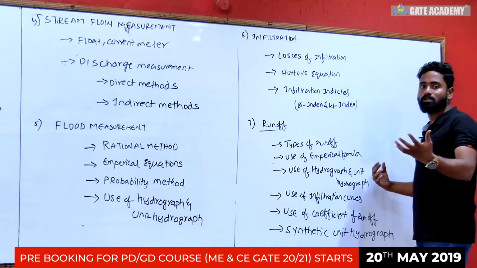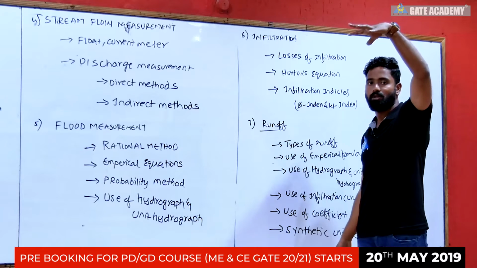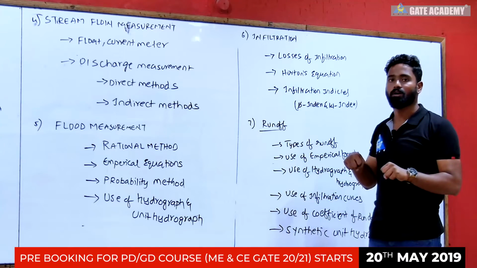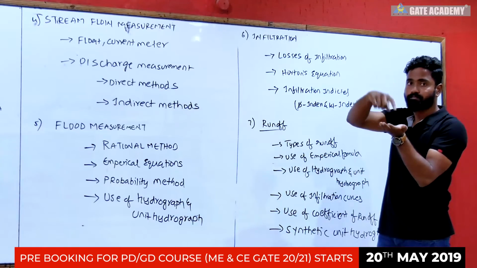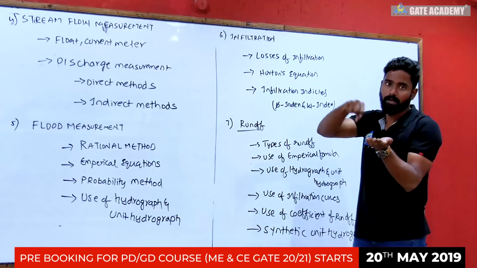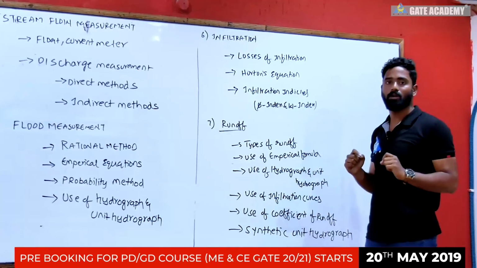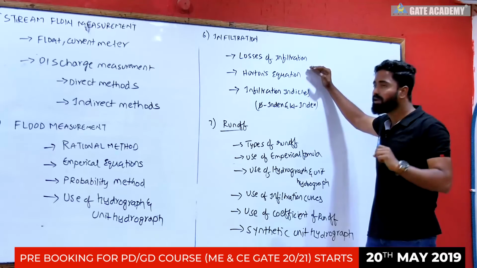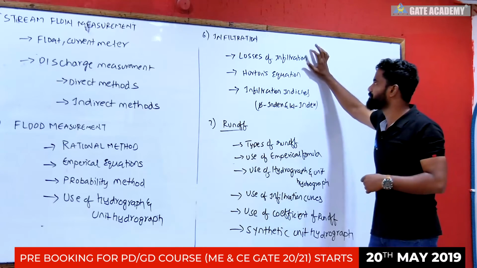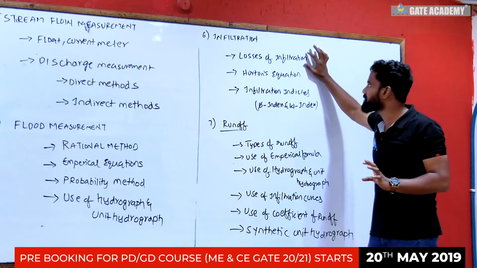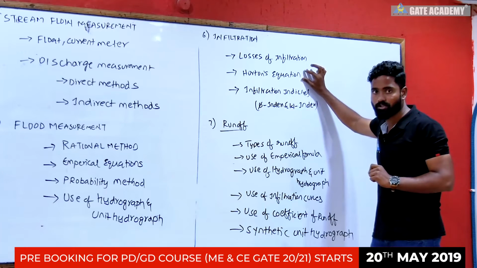And interception losses means water is sometimes absorbed on the top of your house and is not entering into the ground, or sometimes the water is absorbed by the plant and is not entering into the ground. All those things come under interception losses. We will discuss them in depth over there, and there are no problems on this, it is only for theoretical concept. But Horton's equation.